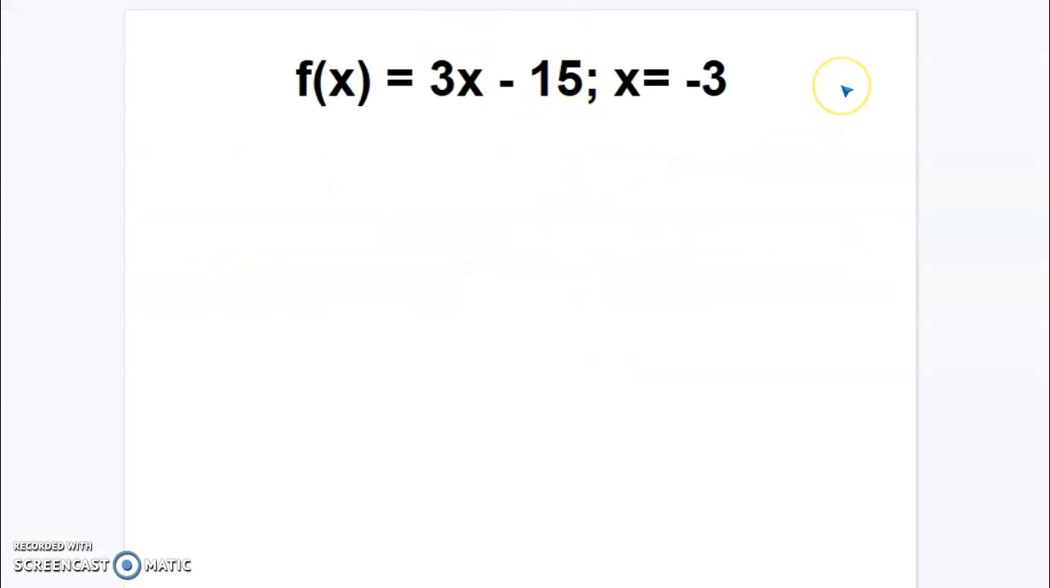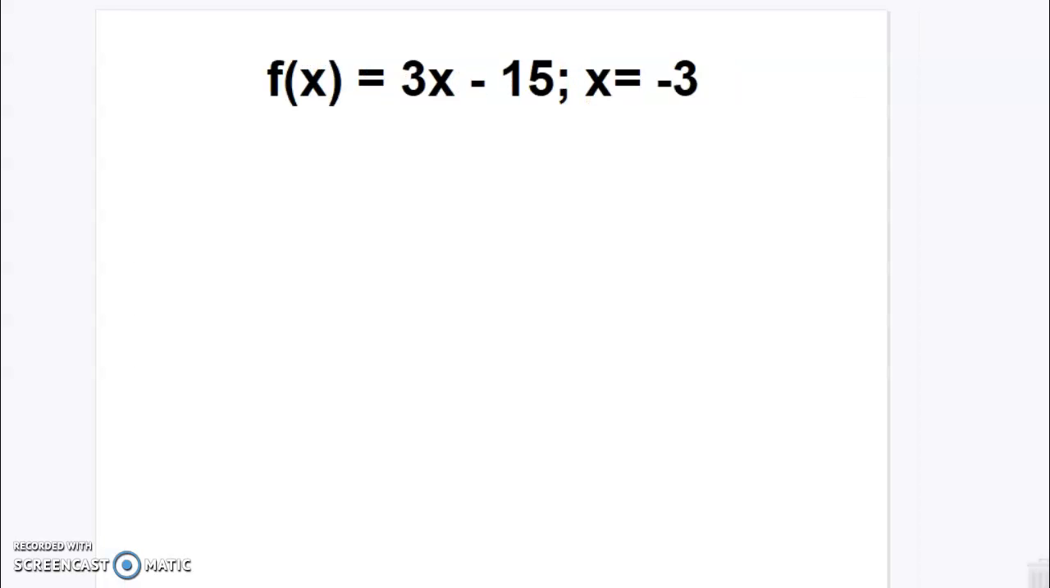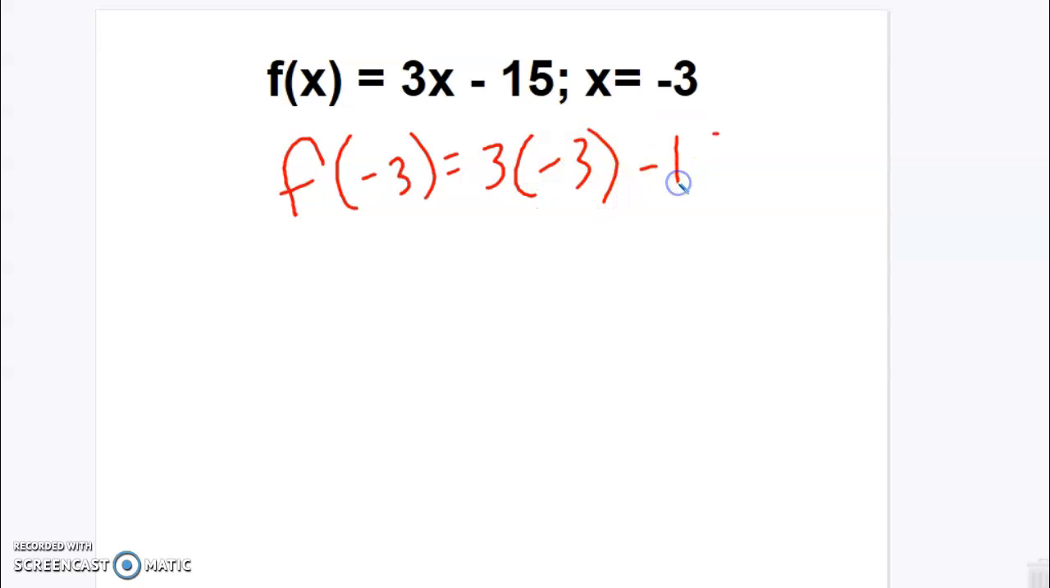So the first problem we're going to look at today is reading that f of x is equal to 3x minus 15 when x is negative 3. So when we see this, what we want to do is substitute negative 3 in for x. As we substitute negative 3 in for x, we rewrite our problem as f of negative 3 is equal to 3 times negative 3 minus 15.